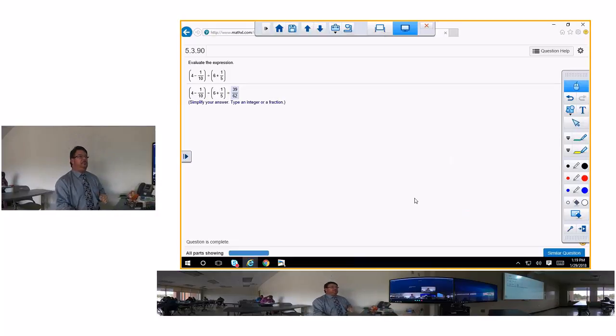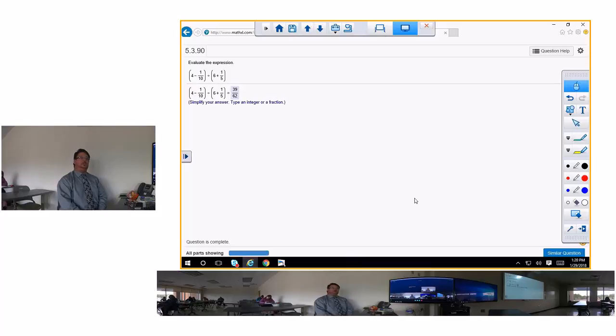Go ahead and start it. First thing I would do is make everything a fraction. What do I mean by that? The 4, put it over 1, and the 6, put it over 1. And then you need to subtract, get a common denominator. Should you get the same denominator all the way through? Yes or no? Yes. Do you have to? No.